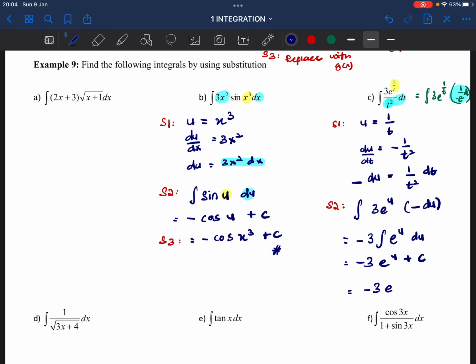Then don't forget to change back into terms of the original variable. Sorry, this one is in terms of t. So that will be e to the 1 over t plus c. So this is the third step here. That is how we do integration by substitution.